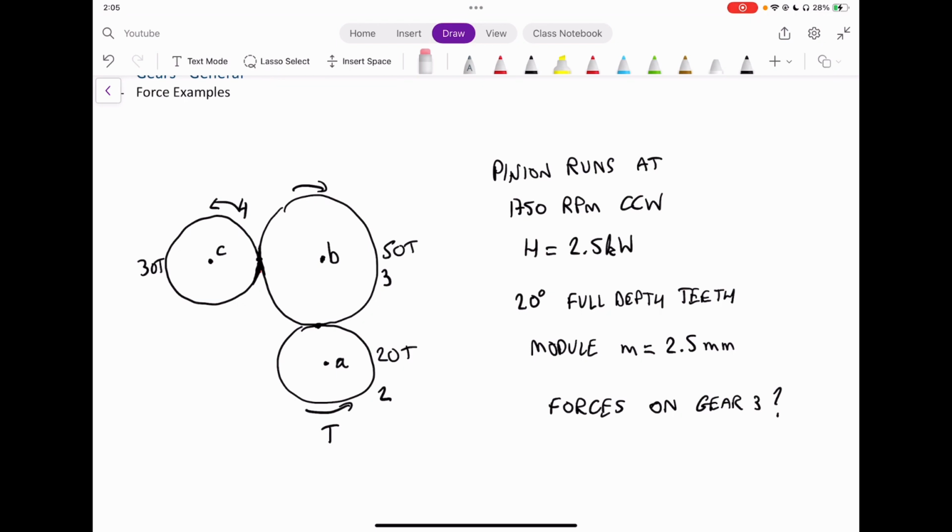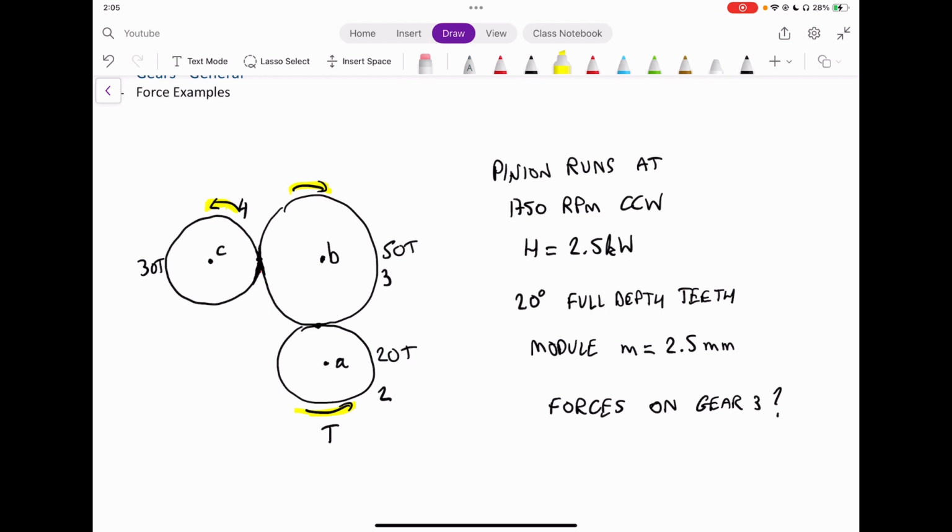And we're told there's a power of 2.5 kilowatts and the pinion is running counterclockwise. So we already have the movement going counterclockwise. If we highlight the movement, it's going counterclockwise. And then that means that the gear attached to it is going clockwise. And then that means that gear attached to gear 4 is going counterclockwise again.